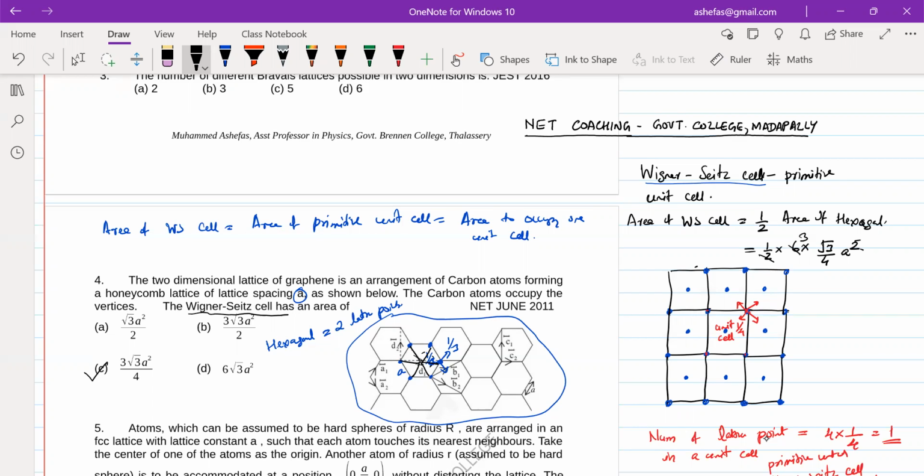These can also be three-dimensional questions. The same thing can be extended to the three-dimensional problem as well. Okay, so that's all for this question. We'll discuss the next question in the next video.